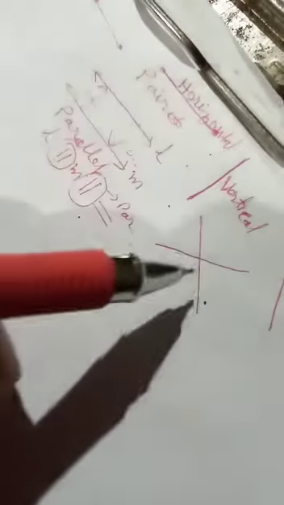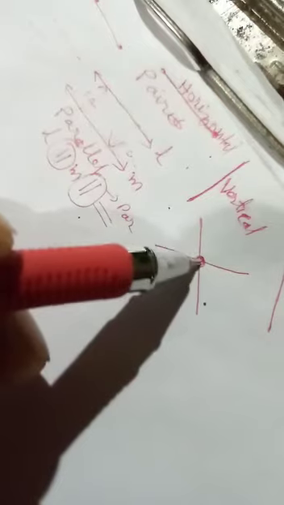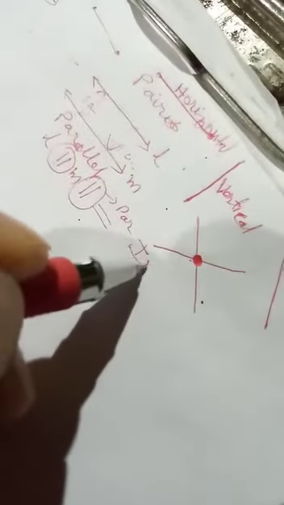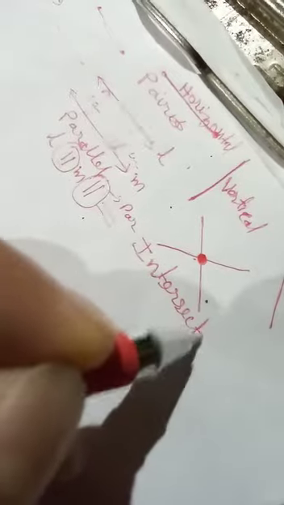Then the next one, suppose I draw them like this, two slanting lines. Here you see clearly they intersect at one point. After they intersect at one point, we may extend them, but they will never cut one another again. Then what kind of lines do we call this? Because they meet at one point, they intersect at one point. Intersect means cut one another. We call them intersecting lines.